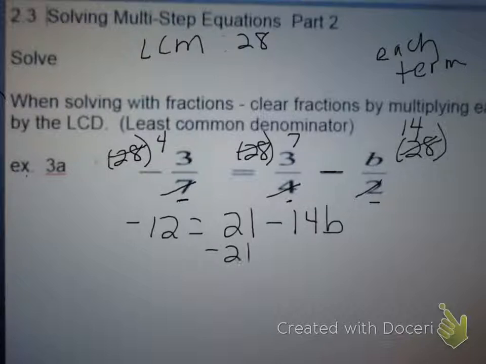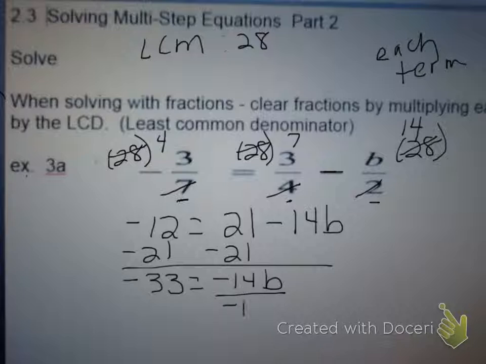Now we're going to subtract 21 on both sides. Negative 12 and negative 21, when the signs are the same, we add and get negative 33 is equal to negative 14b. Divide both sides by negative 14. Negative divided by negative is a positive. I cannot reduce that, so it just stays 33 over 14.